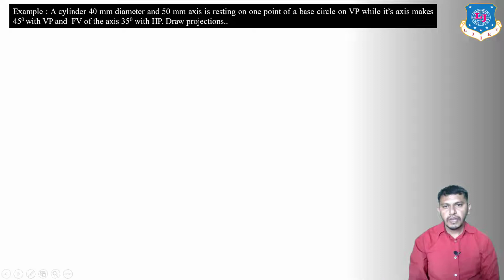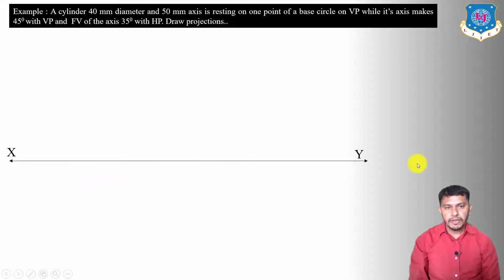To derive the first stage, first of all we have to find the resting condition of the cylinder. Here it is given that it is resting on one point of its base circle on the vertical plane. So let's start by keeping this condition in mind. First of all, draw the XY reference line. Here we are going to use the first angle projection method again, so the front view will be above the XY reference line and the top view will be below the XY reference line.